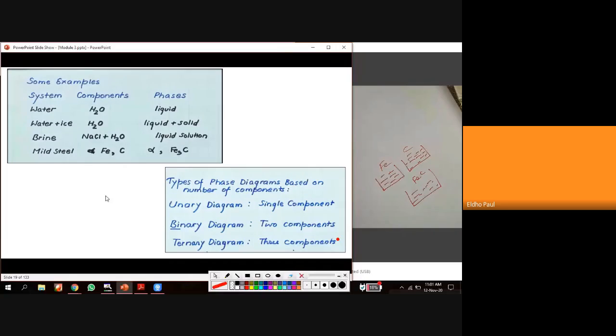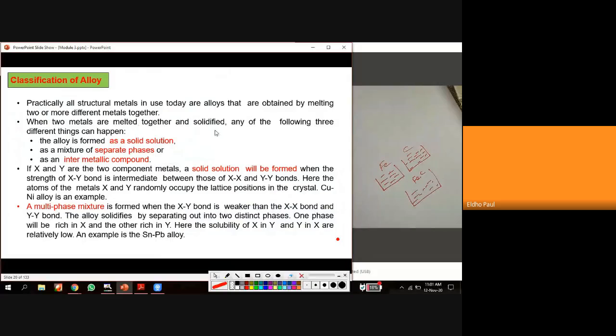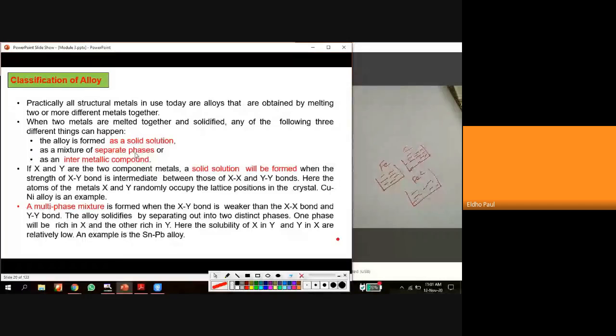So this is the process of making an alloy. When we melt these two materials together, after solidification, the solidified product, the Fe-C or any other two components, may be of these three types. So the alloy can be formed by the formation of a solid solution. How is a solid solution formed? By a complete solubility of two components.